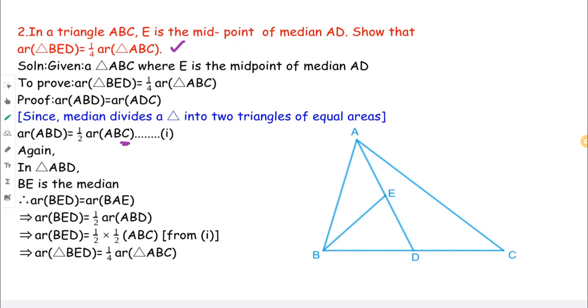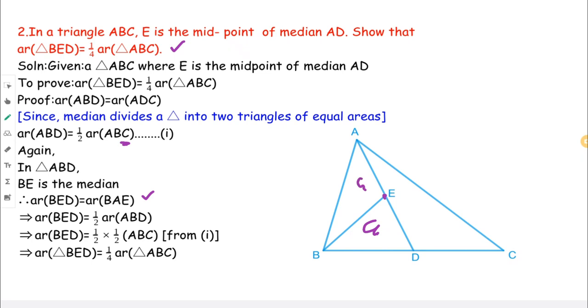Now let us look at the smaller triangle ABD again. The question already gave us that E is the midpoint of the median AD, which means BE will also become a median. That means the area of this triangle should equal the area of this triangle. Clear? So I'm going to write it down. Area of triangle BED equals area of triangle BAE.